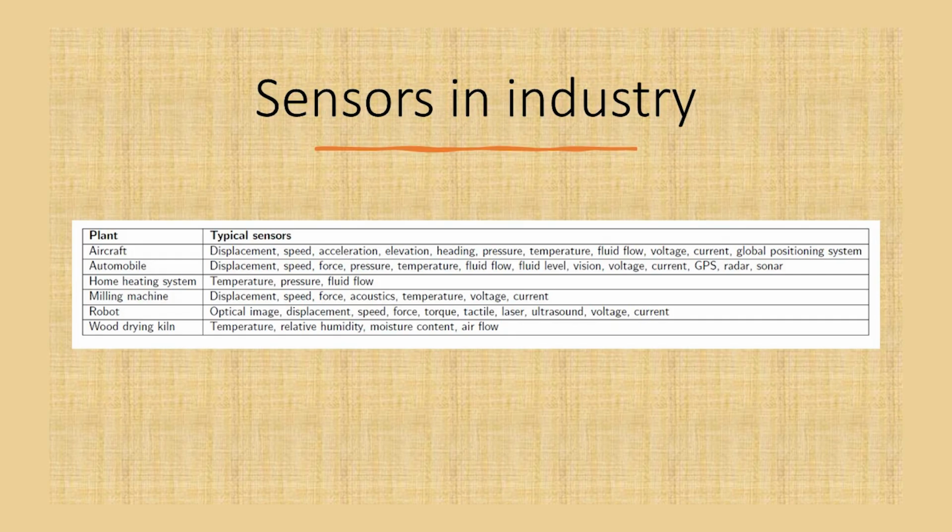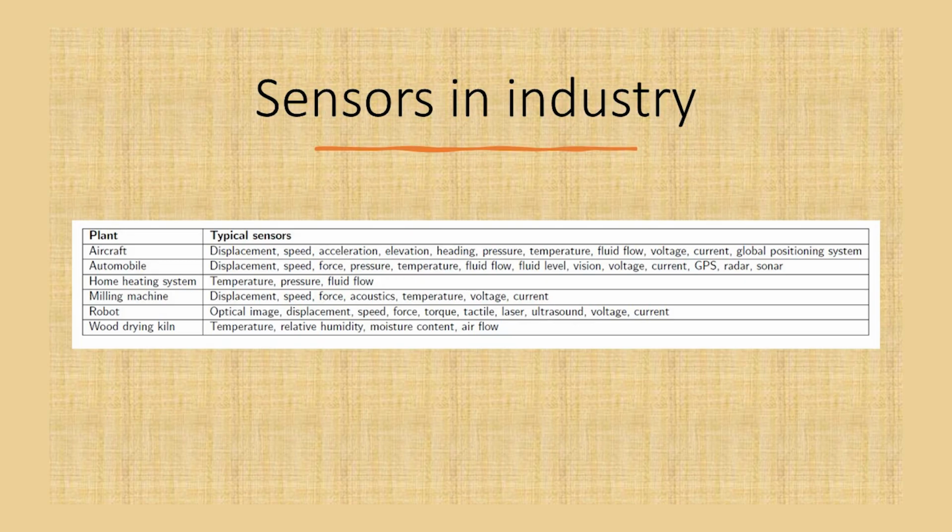So, where are sensors used in the industry? If you consider the aircraft industry, there are hundreds and thousands of types of sensors used, but some of the common ones are displacement, speed, acceleration, elevation, how high is your aircraft above the ground, heading, which direction the aircraft is going in, north, south, east, west, northwest, northeast. That is important, which direction your aircraft is going in.